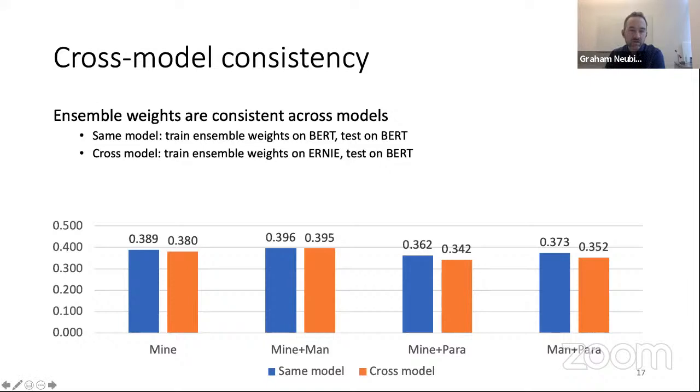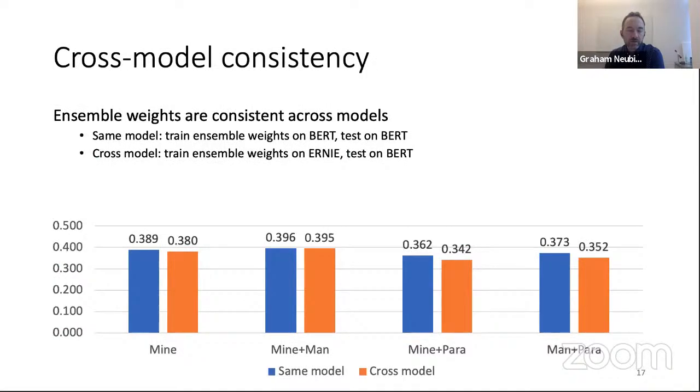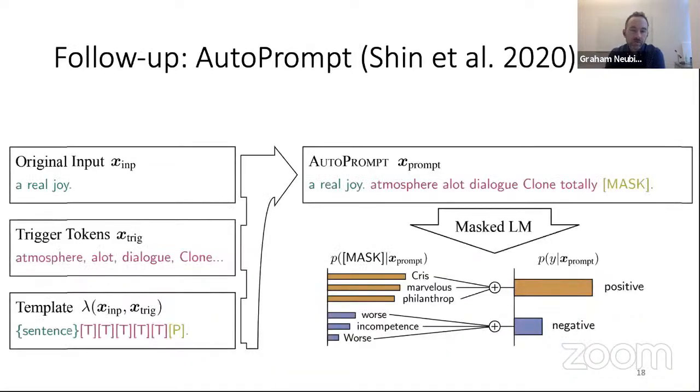So if we trained the ensemble weights for a prompt ensemble on BERT and tested it on BERT versus training them on Ernie and testing on BERT, we nonetheless got quite reasonable accuracy gains. Although, of course, when it's trained on a different model, it does decrease a little bit in some cases. Since we did this paper, a bit more than a year ago, there's actually been quite a bit of follow-up work in this area.